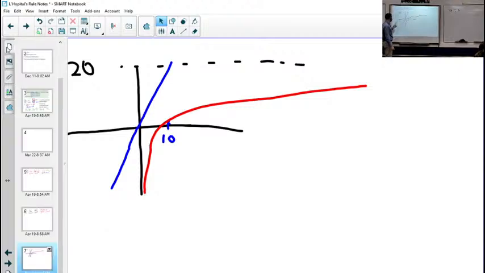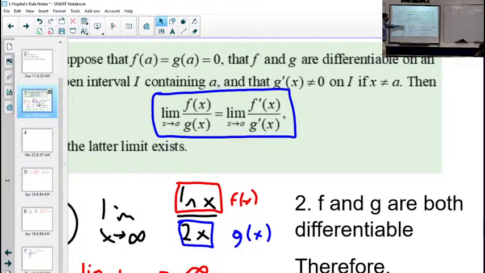I would get the same answer since the top is growing a lot slower than the bottom. Eventually, as I get larger and larger, I'm going to get a pretty big number over a really big number, and that's going to get closer and closer to 0. But I can also use this derivative of the top over derivative of the bottom rule. Let's do a couple more.